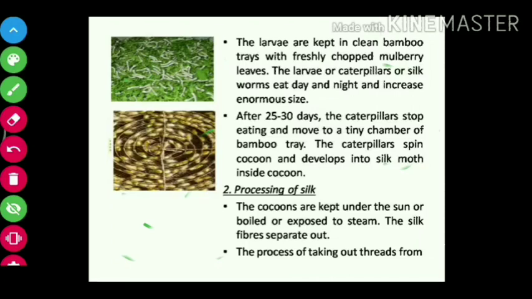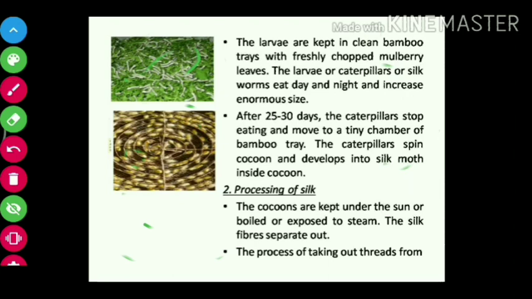After 25 to 30 days, the caterpillars stop eating and move to a tiny chamber of bamboo tray. Look, tiny chambers of bamboo trays are there. In these tiny chambers, the caterpillars move, and they spin cocoon and develop into silk moth inside the cocoon. So many cocoons are there inside this bamboo tray.